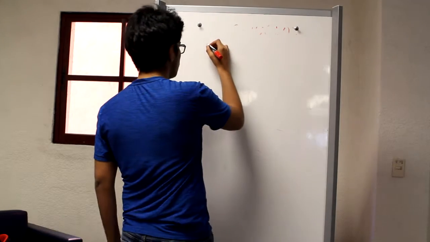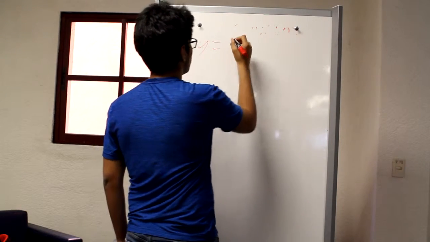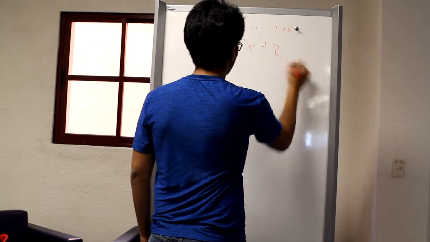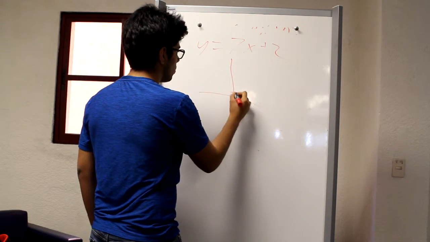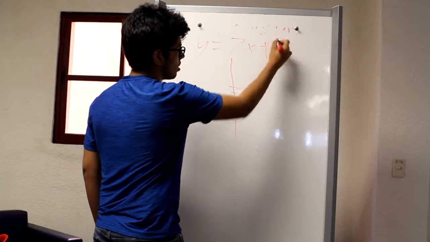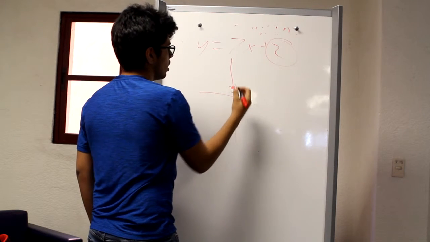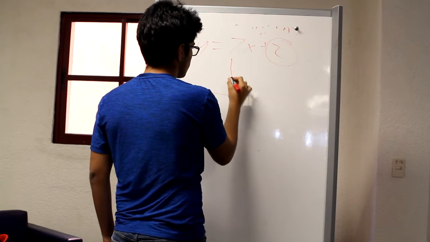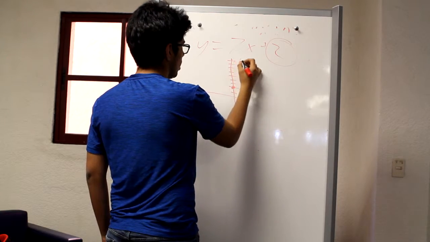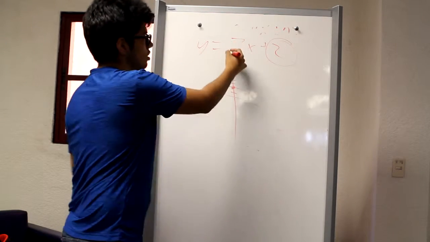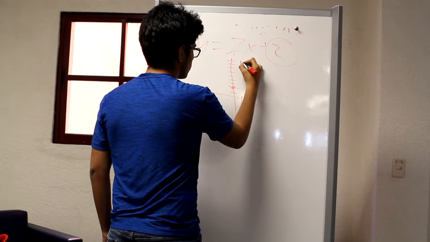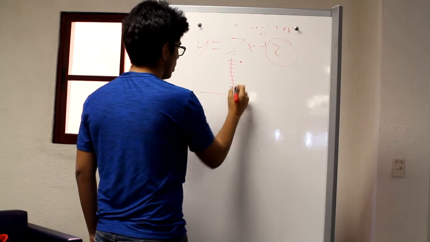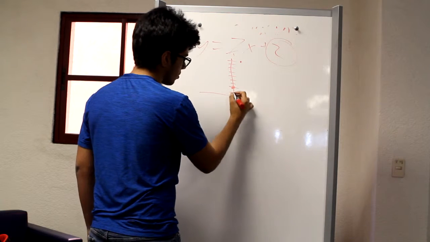What we do would be something like y equals 7x plus 2. And to graph this, we would go 2 up because it's the y-intercept. And then 7 up and 1 to the right because it's over 1. And then the same for this side.